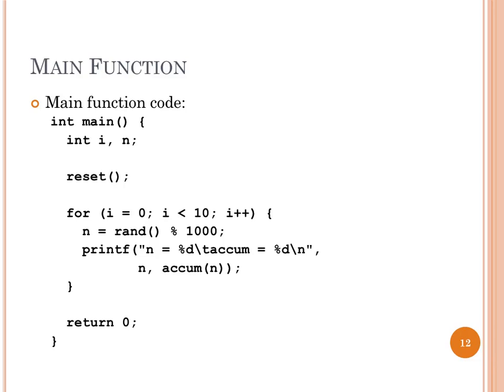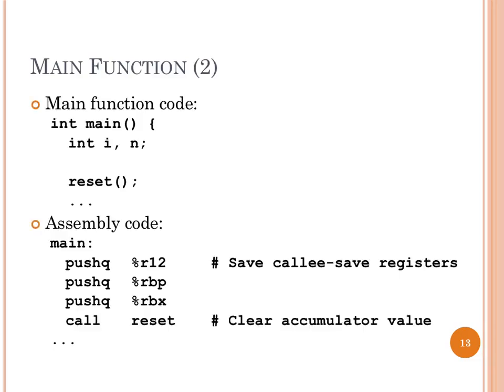Also, keep in mind what we're doing here. We have i and we have n. We use i to loop 10 times, and then we use n as a temporary placeholder for figuring out what value to add into our accumulator. Okay, so those are our variables. Now let's look at what the compiler actually does.